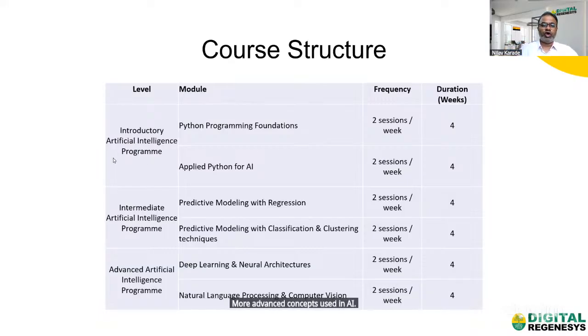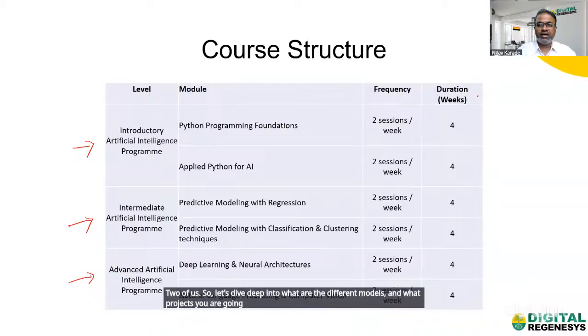So as you can see on my PPT, the course is divided into three tracks: introductory, intermediate, and advanced. The total duration of the course is 6 months. Weekly, there will be two sessions. Each session is of 2 hours. So let's dive deep into what are the different modules and what projects you are going to learn under this program.